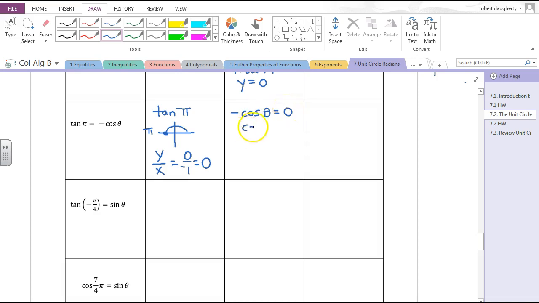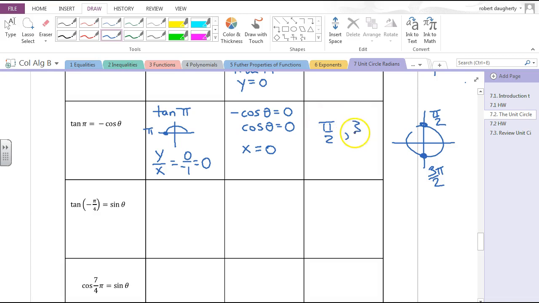Well, the only way that can be true is if the cosine of theta is 0. Cosine is my x value, so this can only be true where x is equal to 0 on my unit circle. Where is x equal to 0 on my unit circle? That occurs in two places, at the top of the unit circle and the bottom of the unit circle. So at pi over 2 and 3/2 pi, or 3 pi over 2. So this answer is pi over 2, 3 pi over 2.